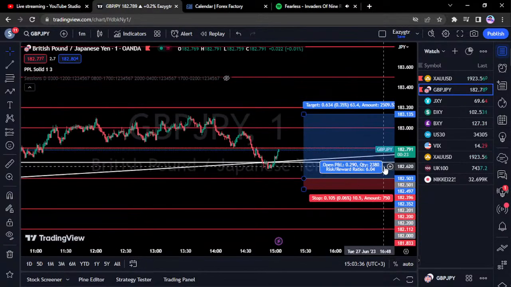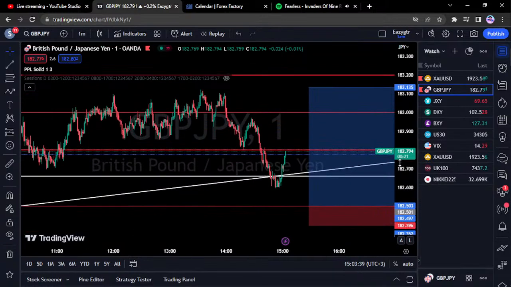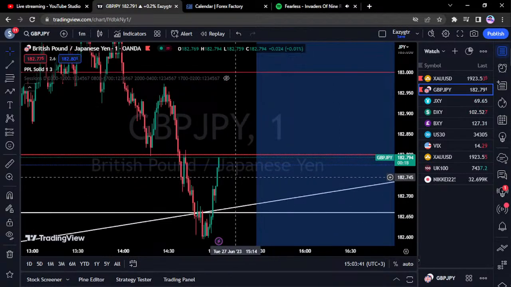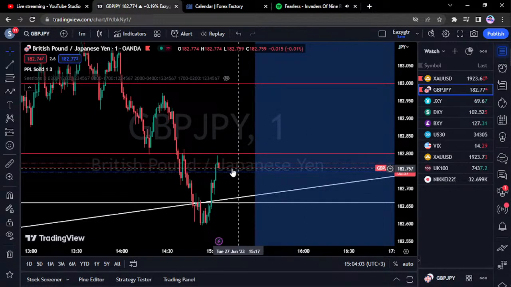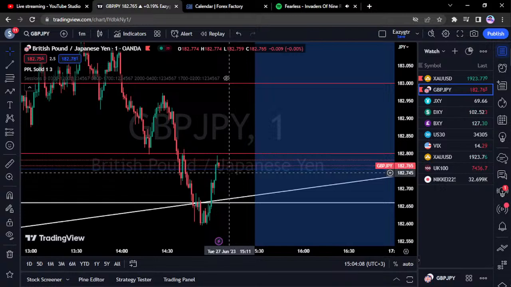So GJ is almost breaking 182.800. So GJ hasn't broken above 182.800. So let's just be patient.